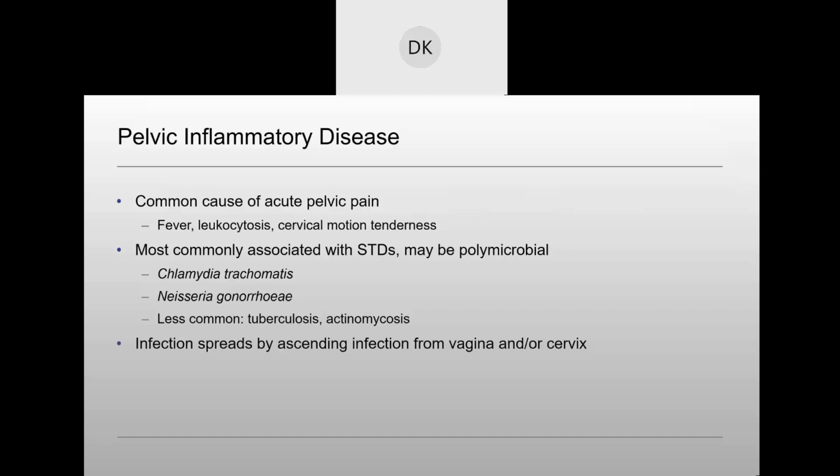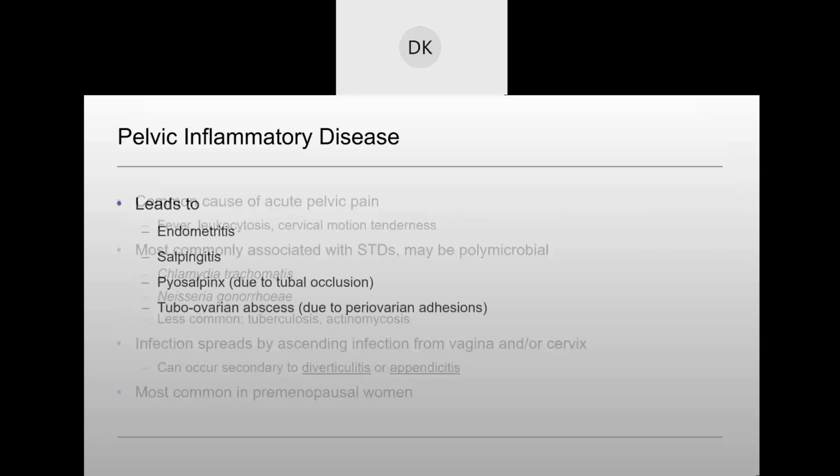And the infection typically spreads by an ascending infection from the vagina or cervix, but it's very important to be aware that this can occur due to diverticulitis or ruptured appendicitis. So you will see this in patients who are either not sexually active or postmenopausal, because it can be caused from a GI source. And often in that case, instead of the typical bacteria, you might see Enterobacter or other coliform agents. And we see it most commonly in premenopausal women.